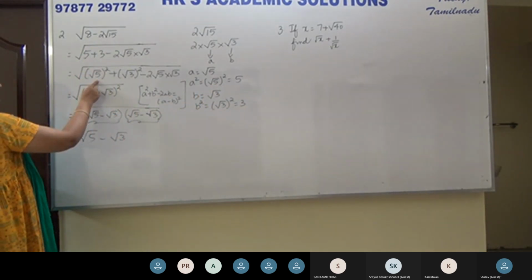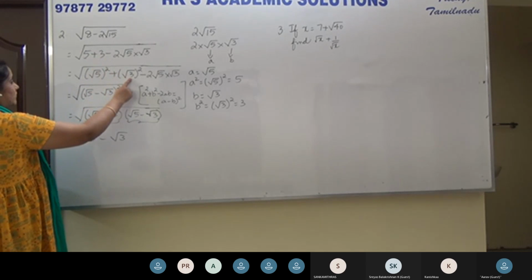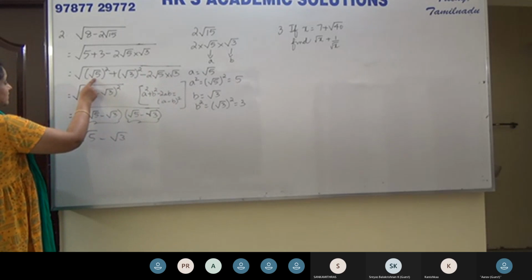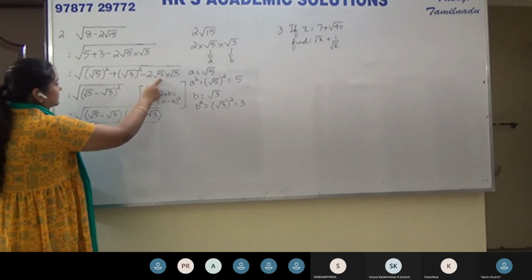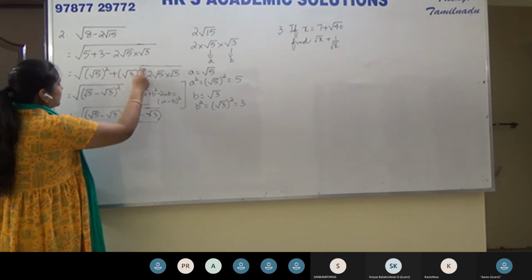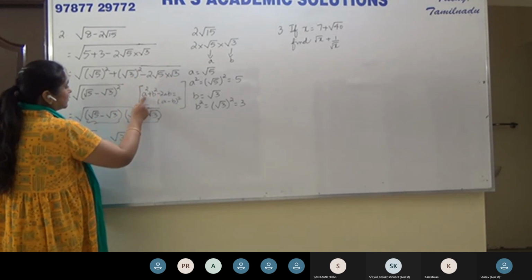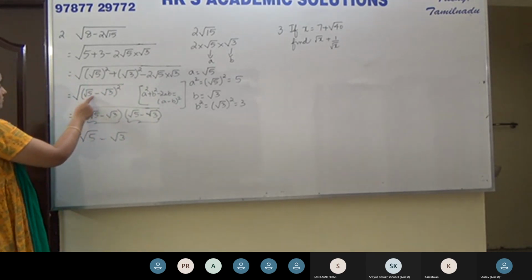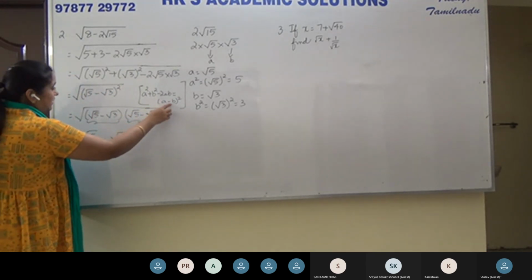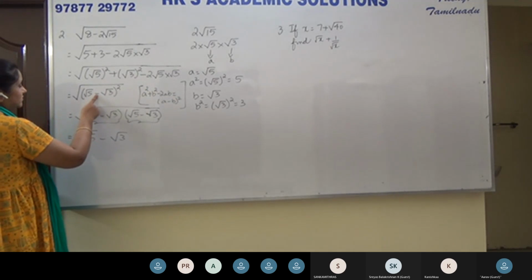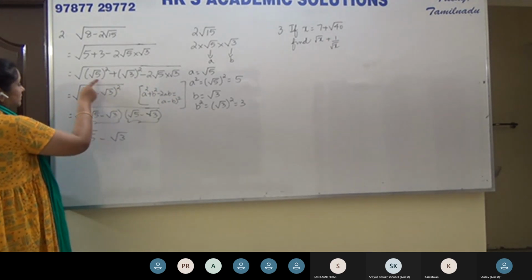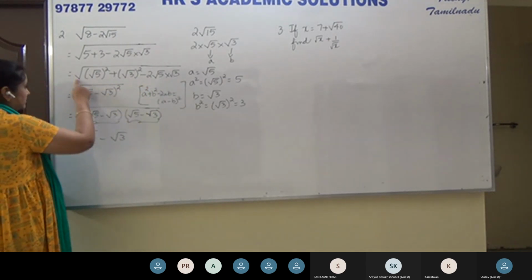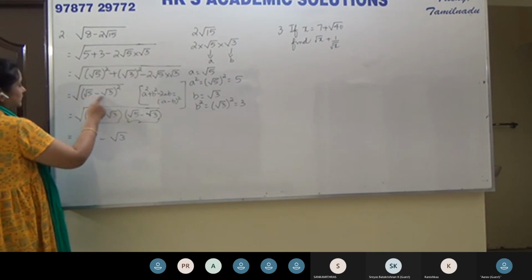So 5 is root 5 the whole square plus 3 is root 3 the whole square minus this one as it is. Now you can see a is root 5, b is root 3, and you can see that here we have a square plus b square minus 2ab. So a square plus b square minus 2ab is a minus b the whole square. Because the identity says minus, a minus b, which is root 5 minus root 3, the whole square, under the square root.